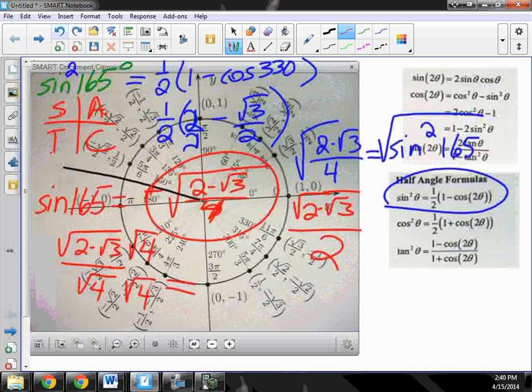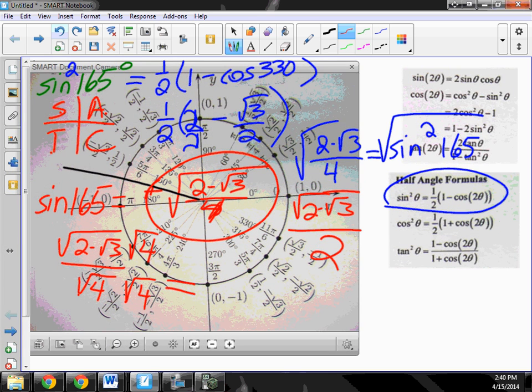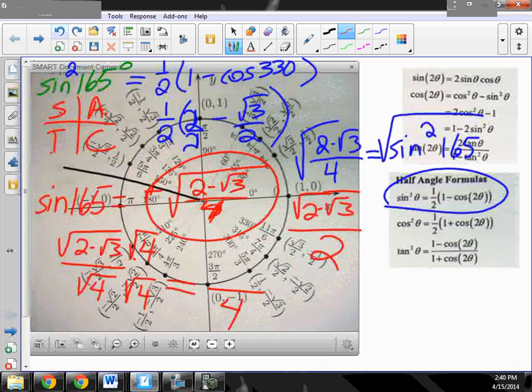So we have a double square root that we want to get rid of. So what is root 4 times root 4? So we get a 4 in the denominator. And then what is root 4 times the square root of 2 minus root 3?